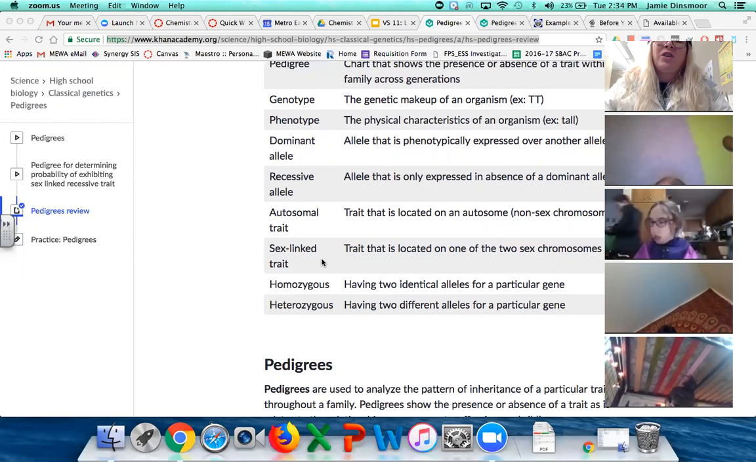The Y chromosome is actually really, really small and doesn't have a lot of genes on it. Most of the genes on the Y chromosome are related to male traits. Otherwise, the X chromosome actually has genes on it that do more for the body than just determine femaleness, essentially. So the X chromosome is a pretty important one. Most sex-linked traits are on the X chromosome. Then we have our other words, homozygous and heterozygous, which we're also already familiar with: 2 identical alleles versus 2 different alleles.